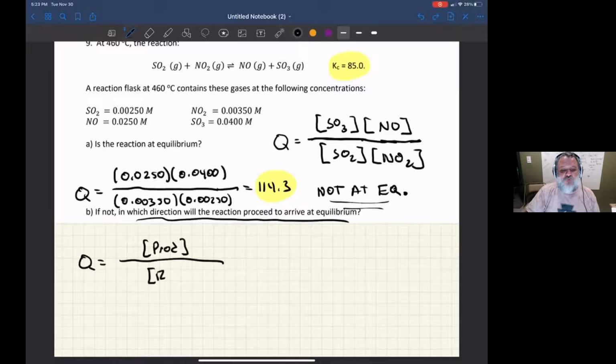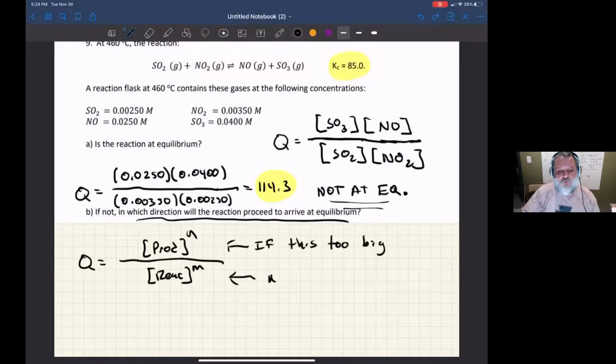So remember, in general, it's the products divided by the reactants raised to their stoichiometric coefficients. If Q is bigger than the equilibrium constant, then that means that I have more products than I need. So if Q is larger, then the numerator is bigger than it should be in order to be at equilibrium. So if the products are too big, then in order to compensate, I'll have to make more reactants. So which way is it going to shift if I need to make more reactants to reach equilibrium? It's going to shift towards the reactants.